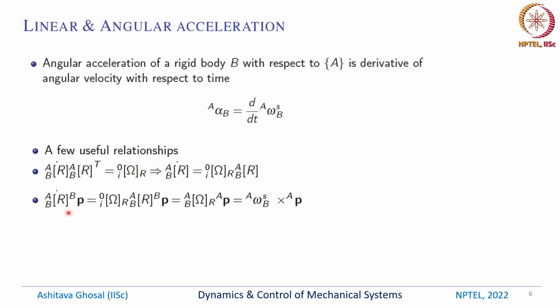Likewise, another useful relationship is this: ABR dot into BP can be written as omega into ABR into BP. Okay, so this is also nothing but the space fixed angular velocity vector into AP. So this is like A omega B cross AP. So the important thing is this R dot into BP is the same as A omega B cross product with AP.